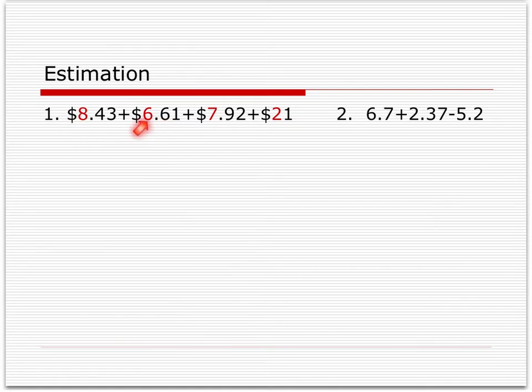So that would apply here. 6, I'd have to round that to a 7. Looking at the 9, that would change that to an 8. And 21, the 1 would keep that at 2. So rewriting this, it would be 8 plus 7 plus 8 plus 20. And then I can add them up.